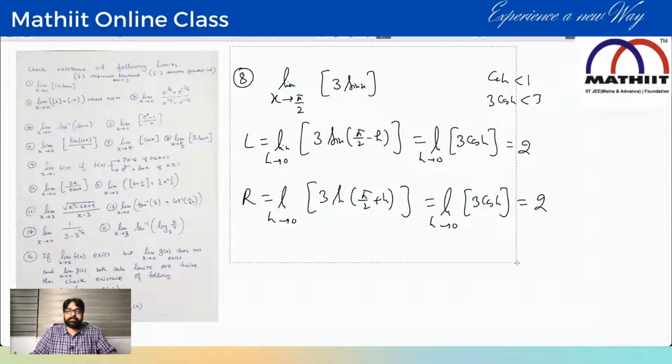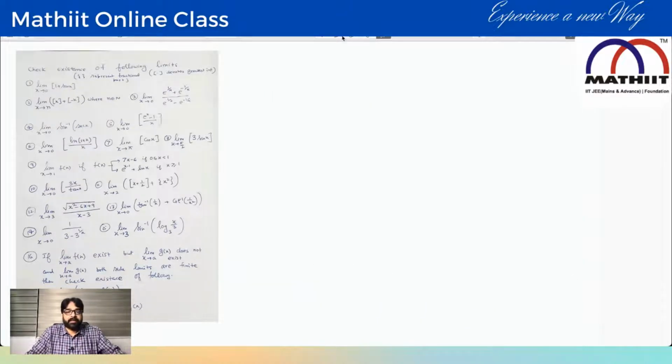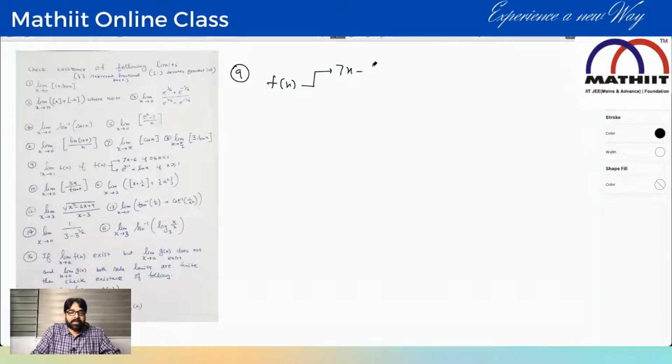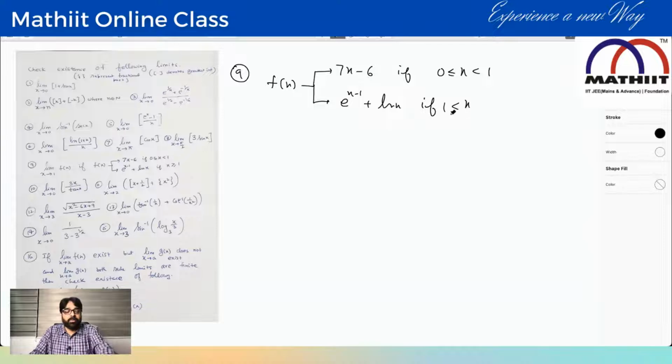So question number 9. What is that? Find the value of limit x approaches 1, if f(x) equals 7x minus 6 if x lies between 0 and 1, and e power (x minus 1) plus ln x if x is greater than or equal to 1. Right? They're asking you to check the existence of the limit.